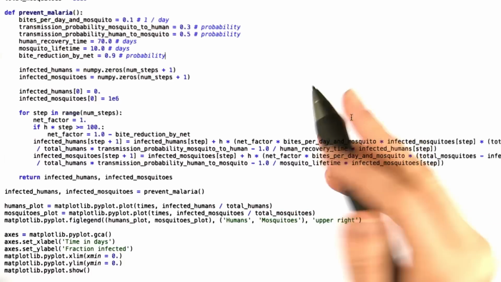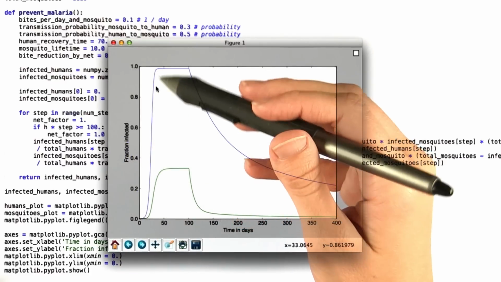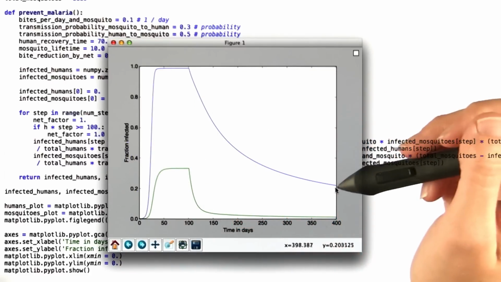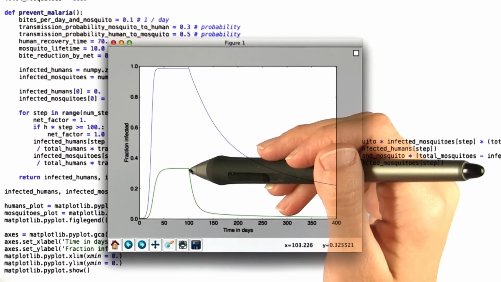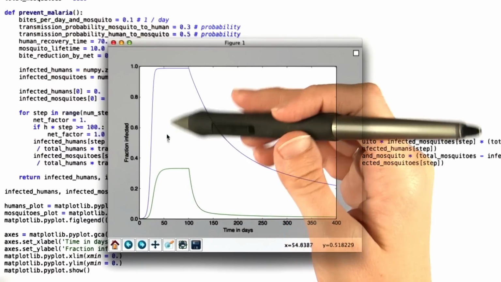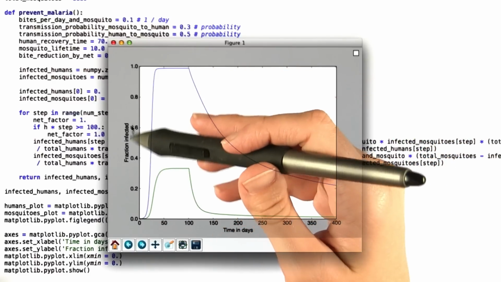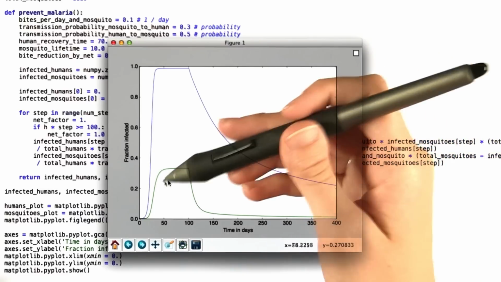Now let's take a peek at what our final graph for Unit 3 looks like. In this graph, the blue curve shows the fraction of humans who are infected, and the green curve shows the fraction of the number of mosquitoes that are infected. At first glance, it might look like there are many, many more humans infected than mosquitoes. But remember that because this is a fraction, this doesn't actually show us plain numbers.